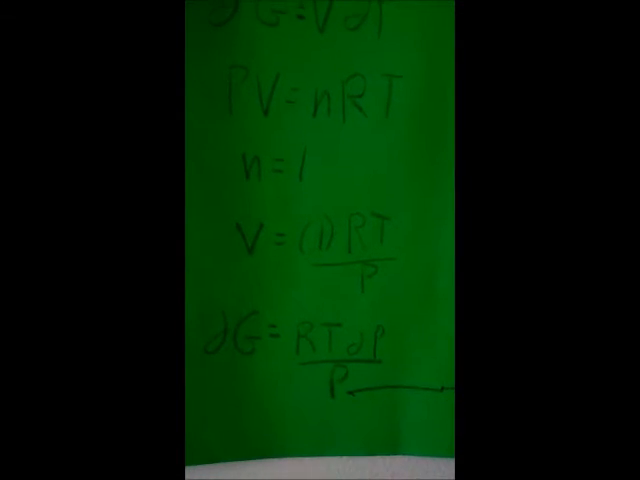Now we're going to say in our system we have an ideal gas, and there's 1 mole of it, n equals the number of moles in the system, so we can substitute in for volume, V equals nRT divided by P. And now this volume equation we can substitute into the Gibbs free energy equation, so we have dG equals RT dP divided by P.